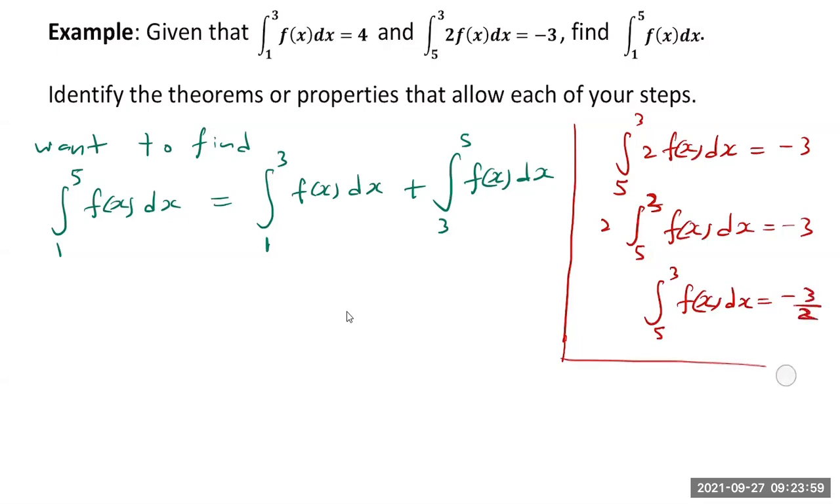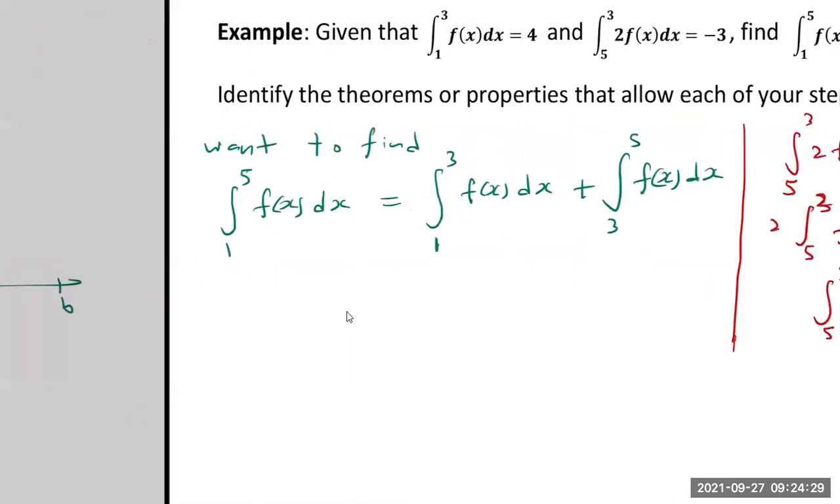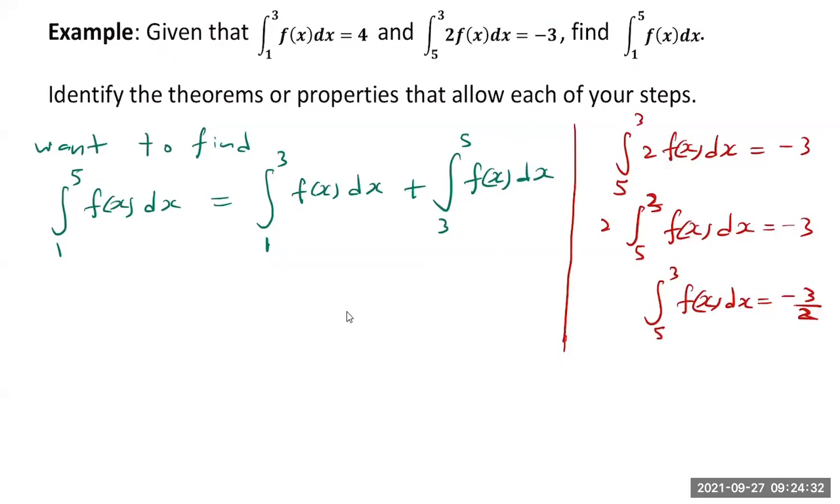I'm almost there. I have the definite integral of f of x from 5 to 3, but what I want is the definite integral of f of x from 3 to 5. I can easily adjust this to get this definite integral. What do I have to do? I just have to apply the second part of this theorem. I know that the definite integral from b to a of f of x dx is the same as minus times the definite integral of f of x from a to b. So this should be equal to, by part B in theorem 4.12.